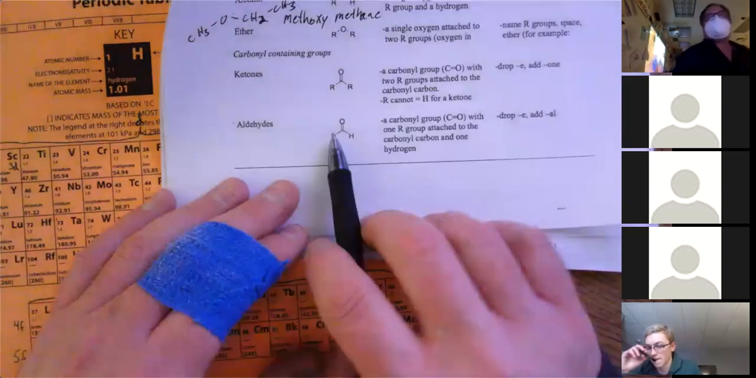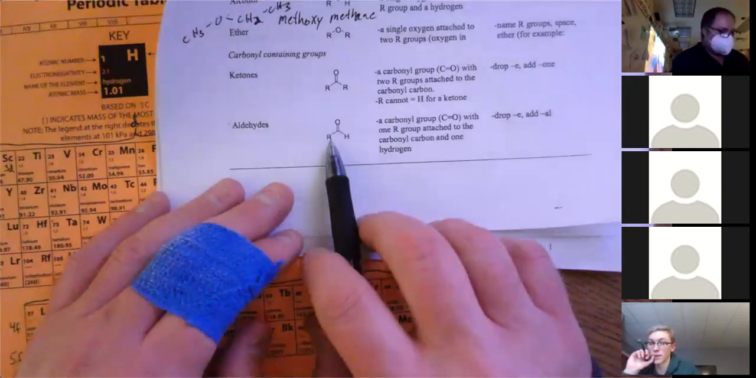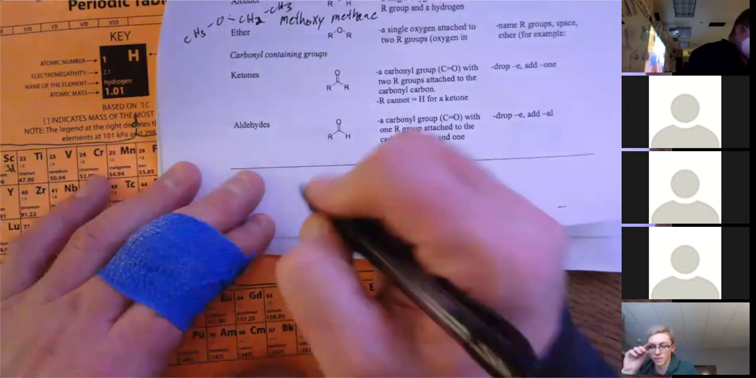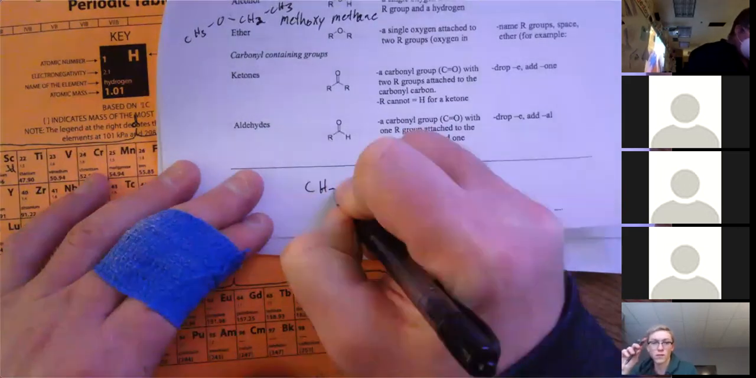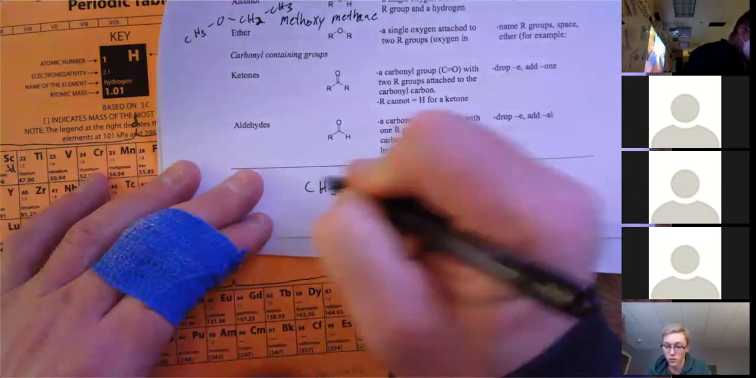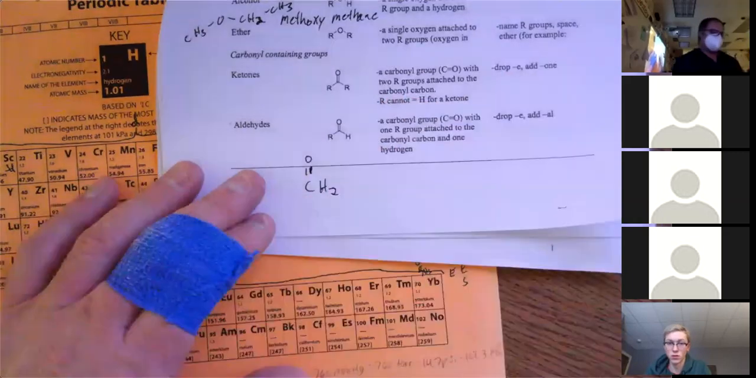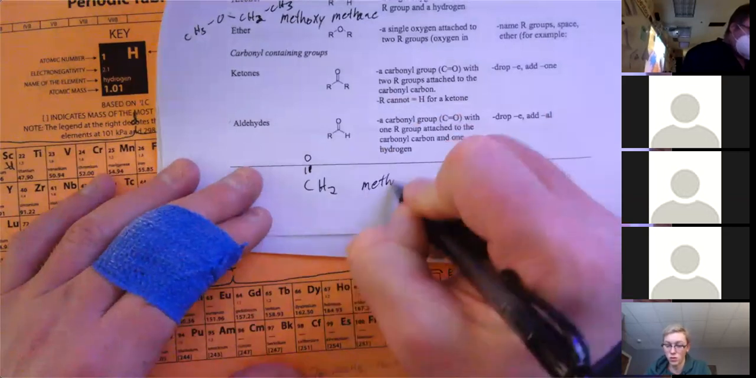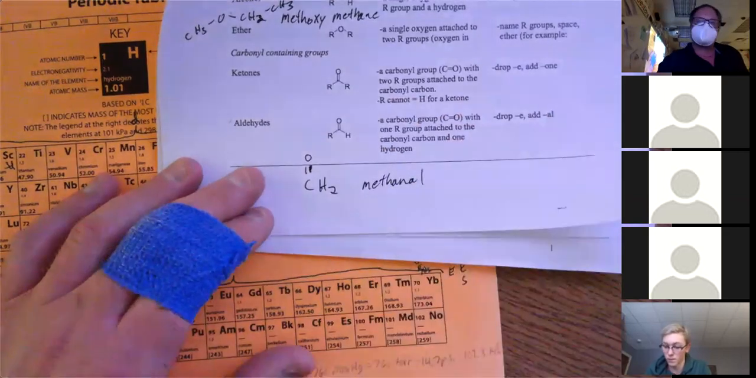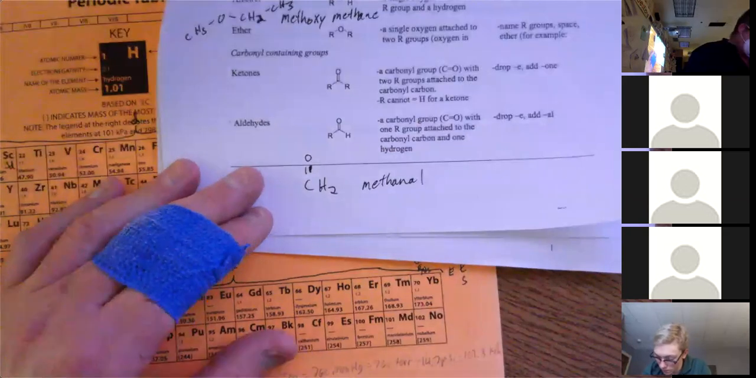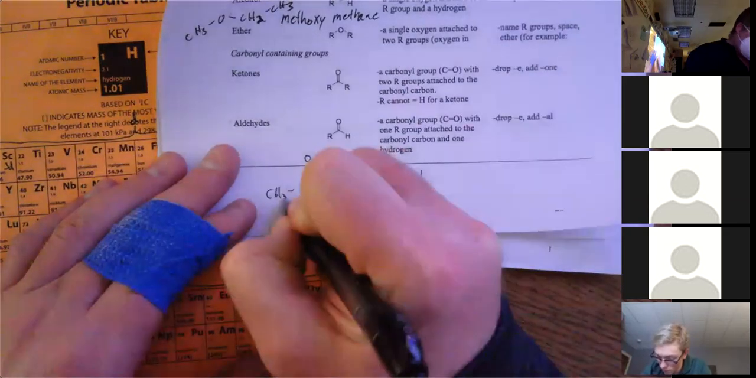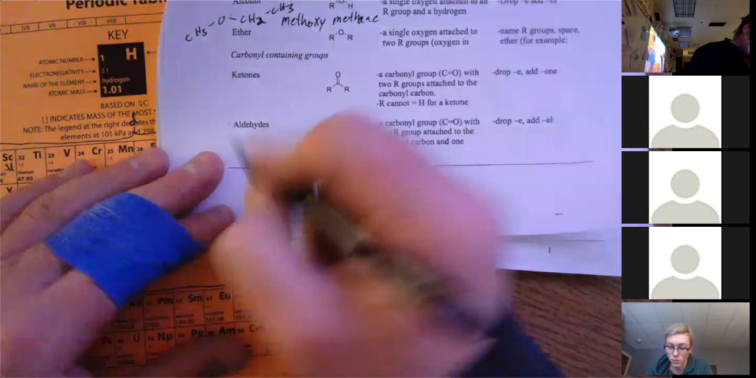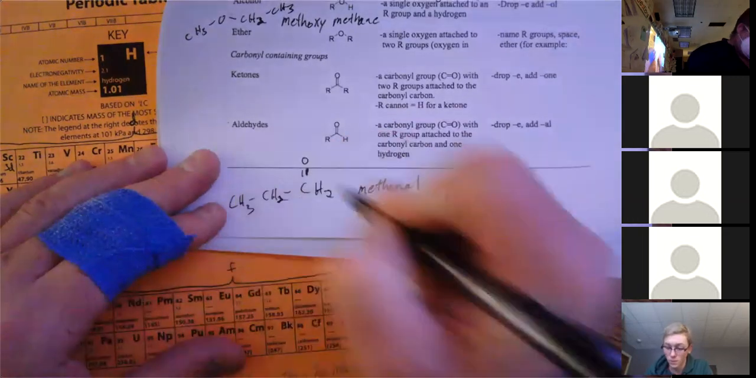All right, a double bonded oxygen at the end of a chain, or in reality at the beginning of a chain, is called an aldehyde. Formaldehyde, CH2O, that is the common name, but we call it methanal for the IUPAC. This would be ethanal. This would be propanal.